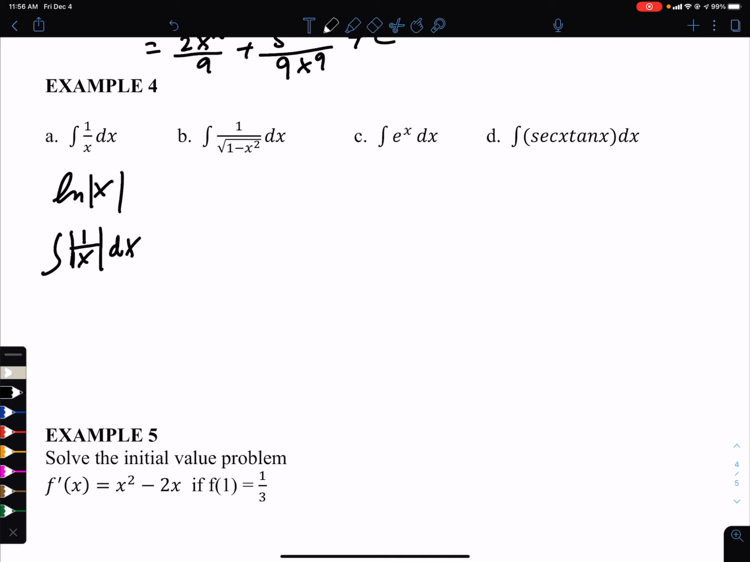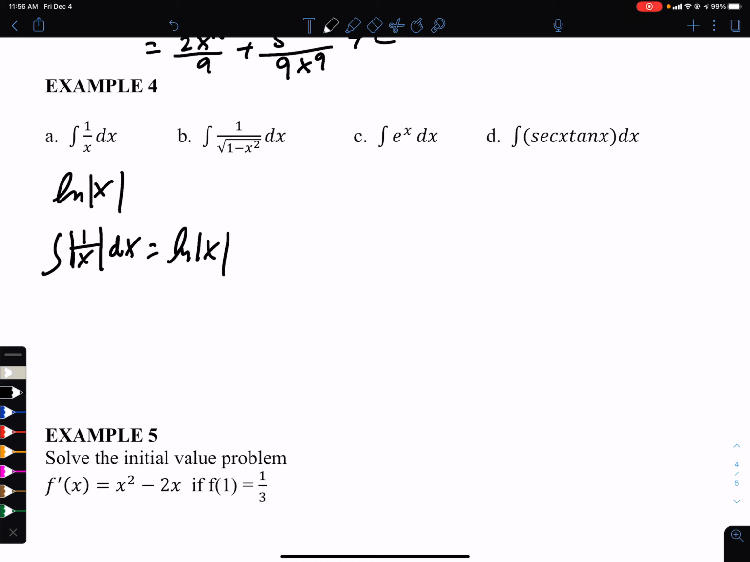Same thing for that. That's going to be ln absolute x. It's going to be the same either way. And okay, I should have told you, go ahead and pause and try these. I'm going to finish off these, so give yourself a chance to try these on your own. The more you do, the better off you are, okay?